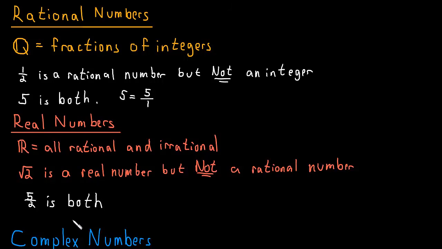So, for example, 5/2 is a fraction, so it's both a real number and a rational number. But the square root of 2 is only a real number. We'll talk more about the real numbers at the end of the video, but they're really important. They're the numbers we'll be using most often in this course.